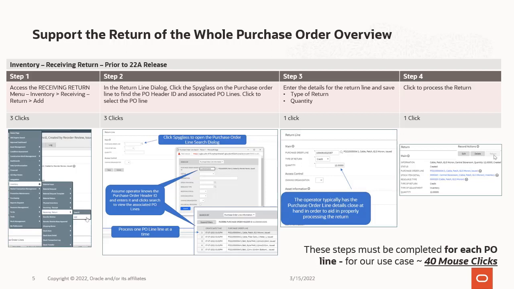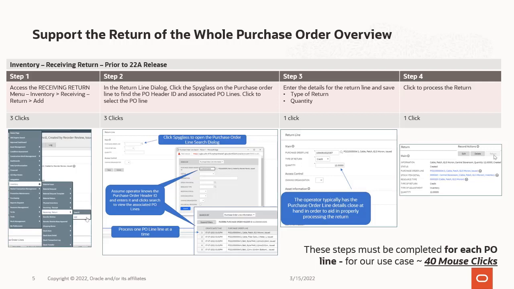The storeroom clerk opens the main menu and finds the inventory options and adds a receiving return record. In step 2, in the return line dialog, the storeroom clerk will need to search for the PO header and use it to fetch the PO lines that are associated. The first PO line is selected and the details are populated in the return line dialog.